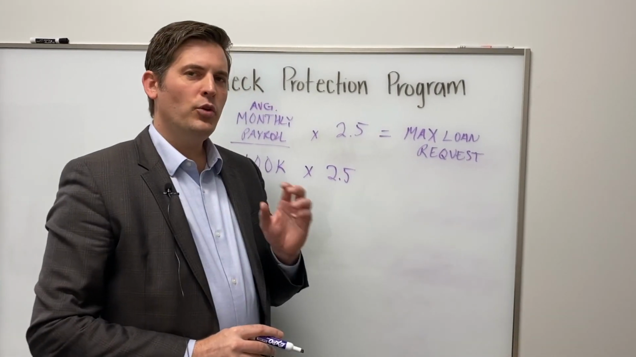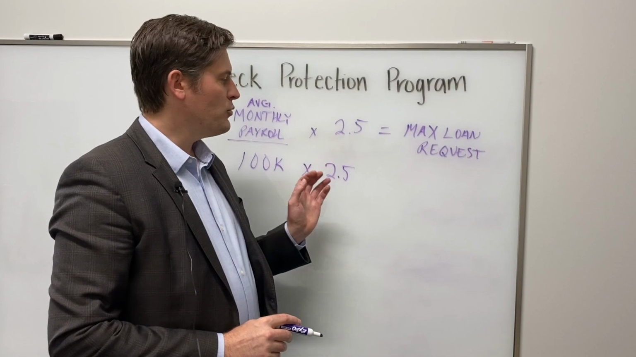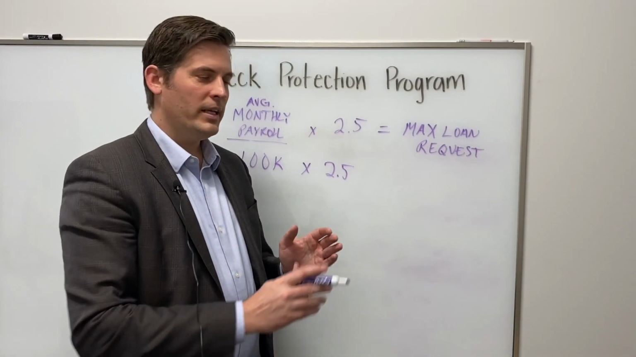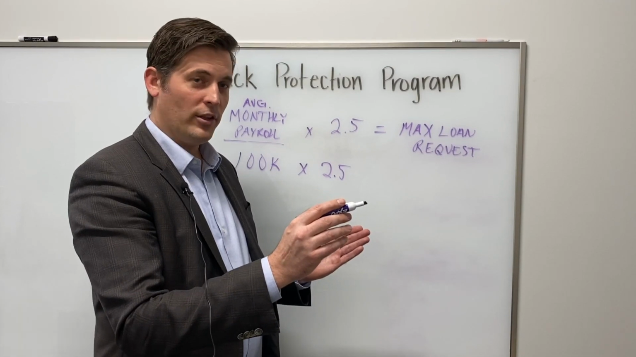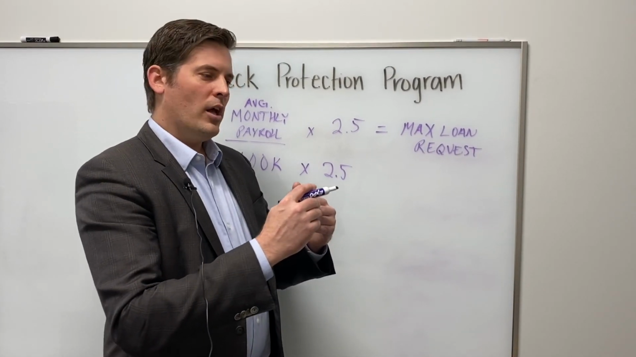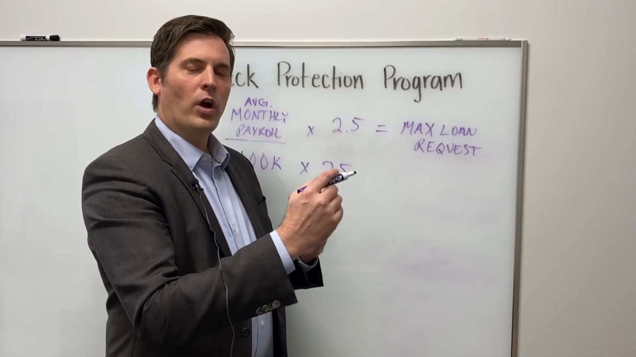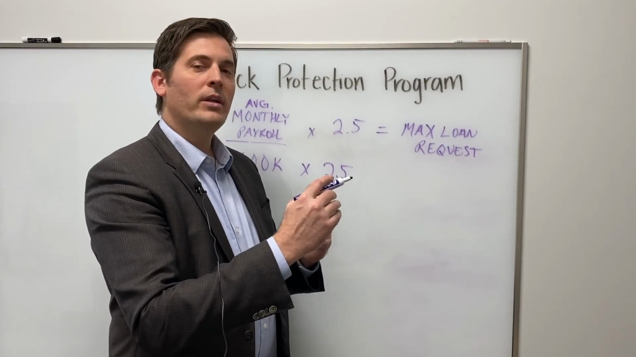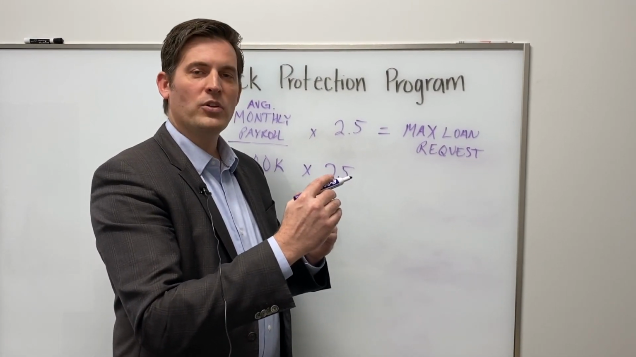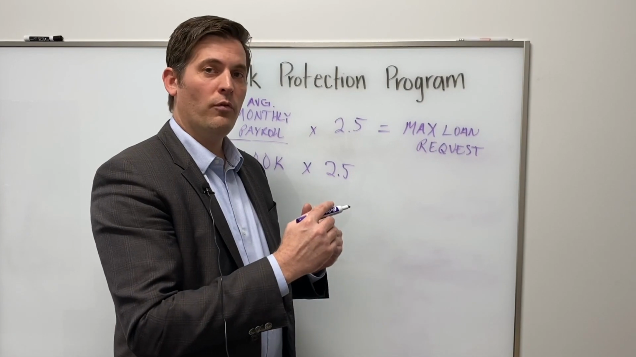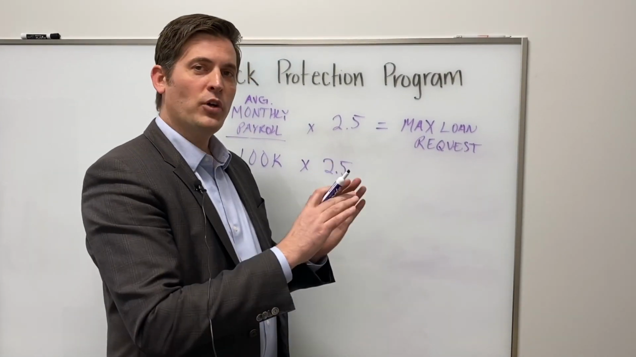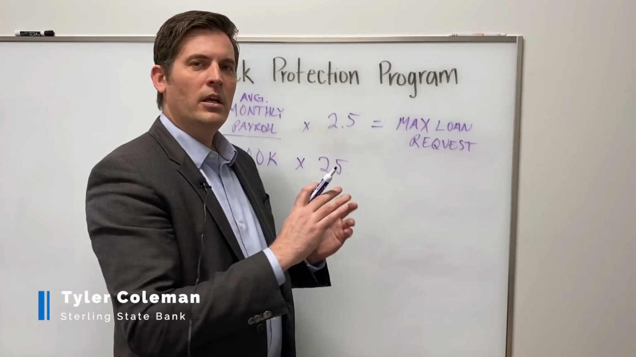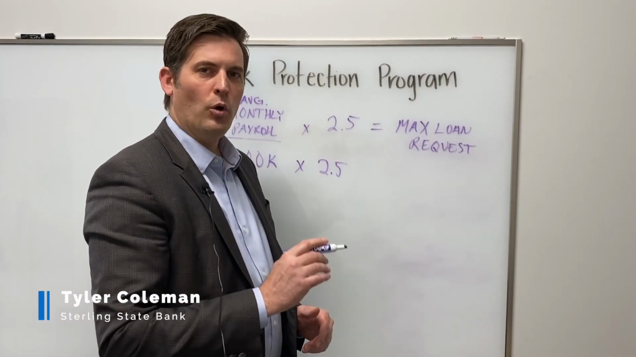The fact sheet on the U.S. Treasury website explains where that 2.5 number comes from. It's to cover your payroll expenses for the next 8 weeks after you get the loan, and a little bit more than that amount for other eligible expenses. We're going to describe that more when we're talking about forgiveness and how these loan funds are to be used in a future video. But right now, on your application, we're using this to figure out your maximum loan request.